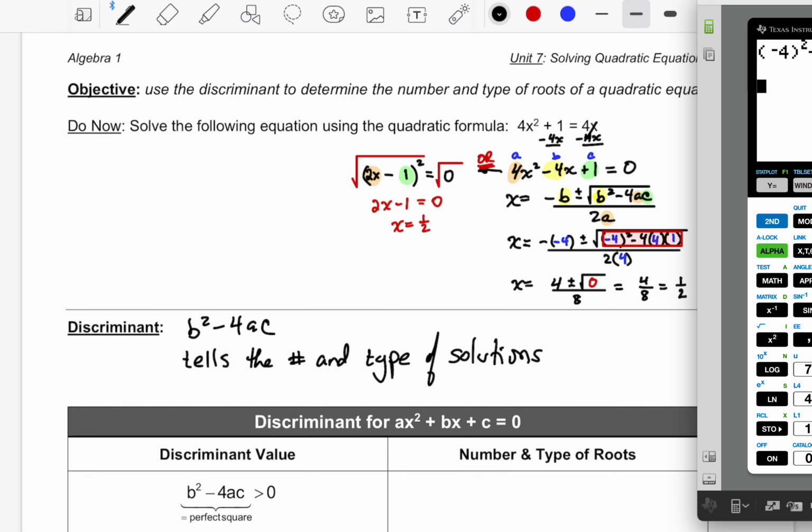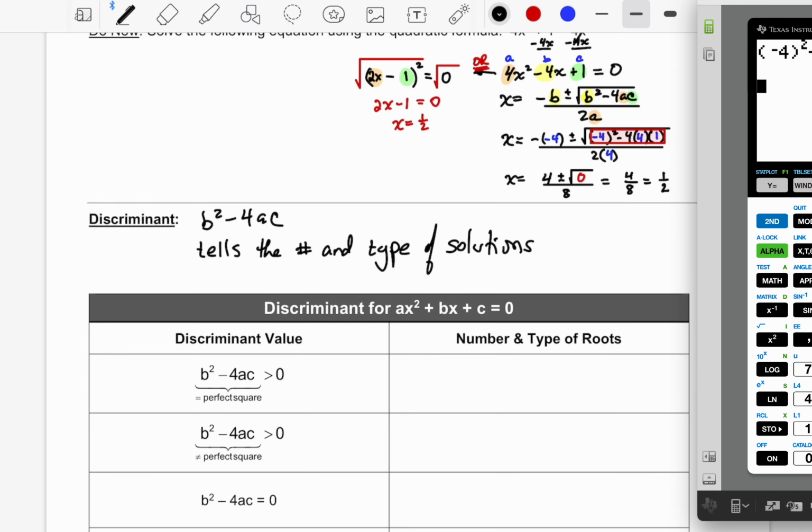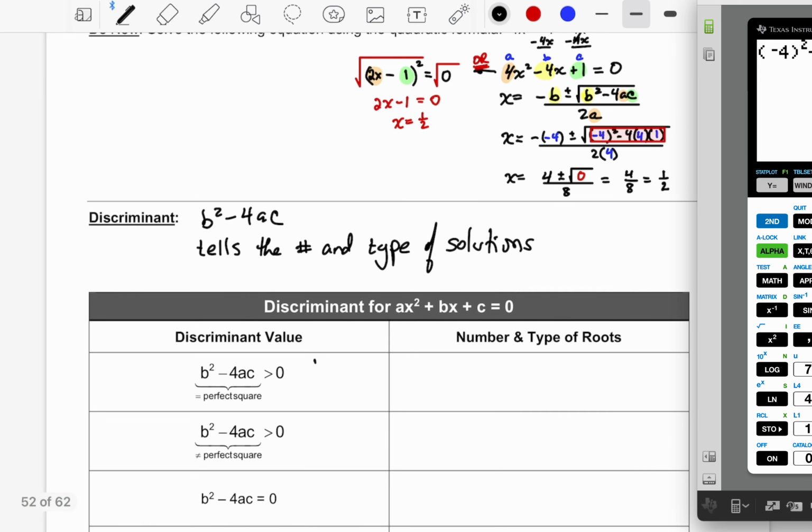All right, so I got this little table here for you, but basically, if we have our quadratic in the appropriate ax squared plus bx plus c form, and we compute b squared minus 4ac, depending on what that value is, we can make a determination of what kind of answer we're going to have. So if b squared minus 4ac is positive, when I say greater than 0, I'm saying positive. So this is positive and a perfect square.